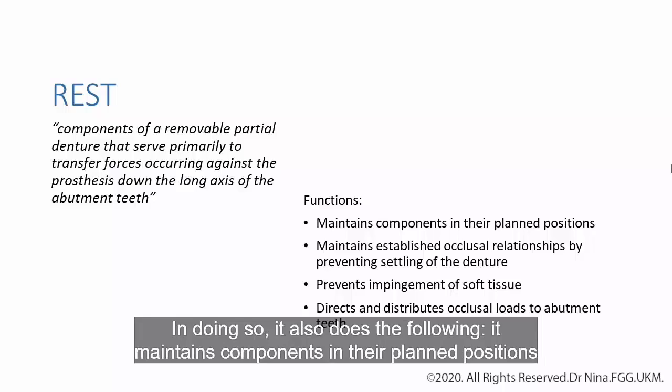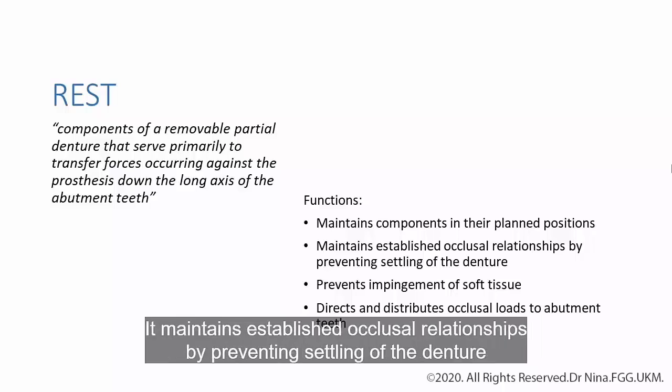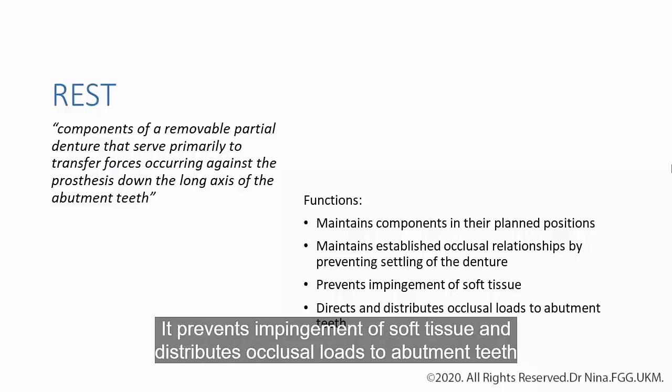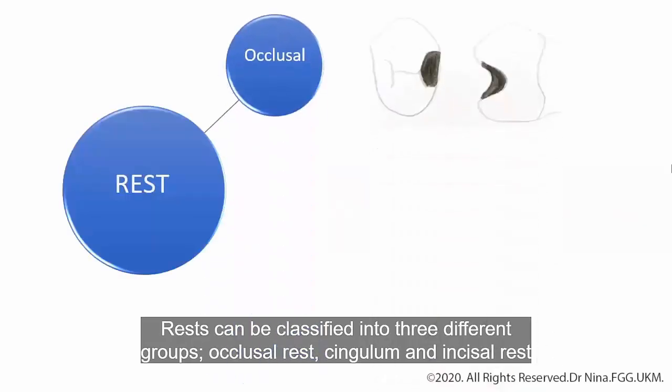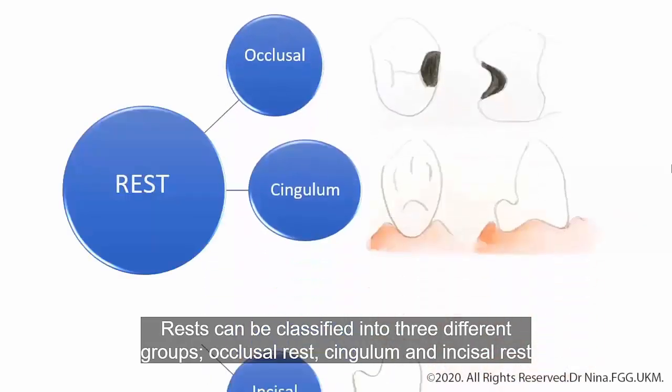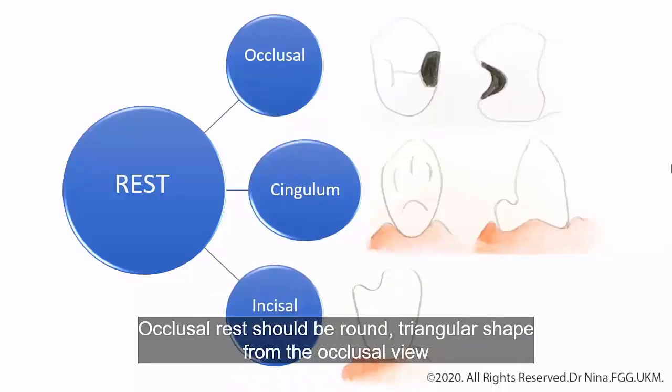It maintains components in their planned positions. It maintains established occlusal relationship by preventing settling of the denture. It prevents impingement of soft tissue and directs and distributes occlusal load to abutment teeth. Now, rests can be classified into three different groups. We have occlusal rest, cingulum rest, and incisal rest.